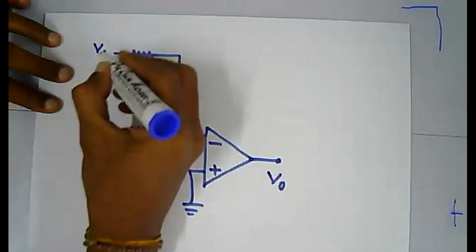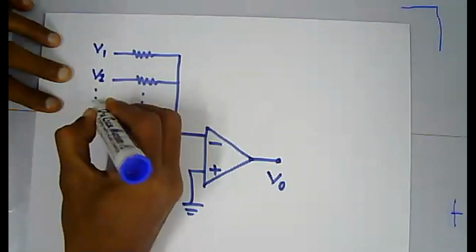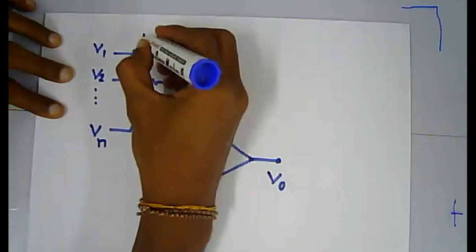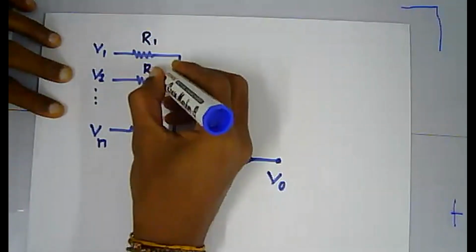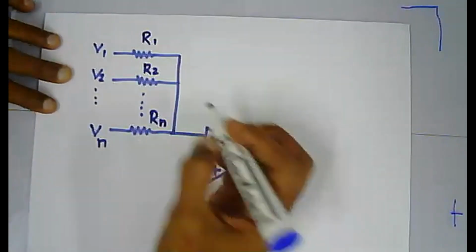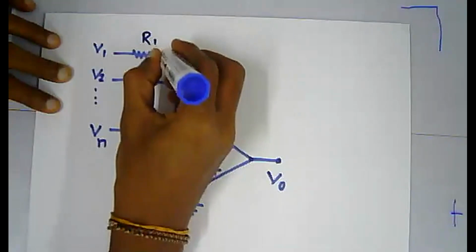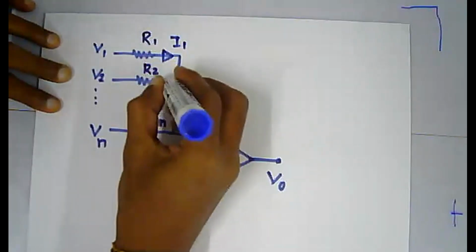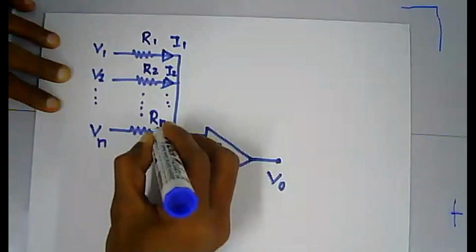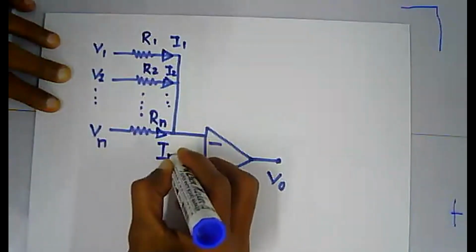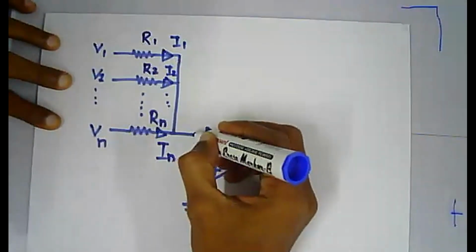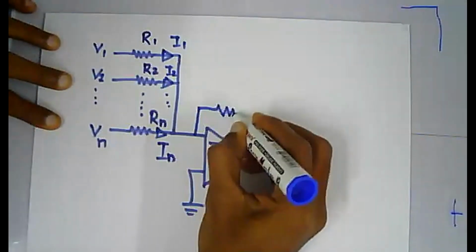Let these be V1, V2, and Vn, and these be R1, R2, and Rn. So you can write the currents as I1, I2, and up to In. Of course there should be a feedback resistor, you can refer to the circuit.